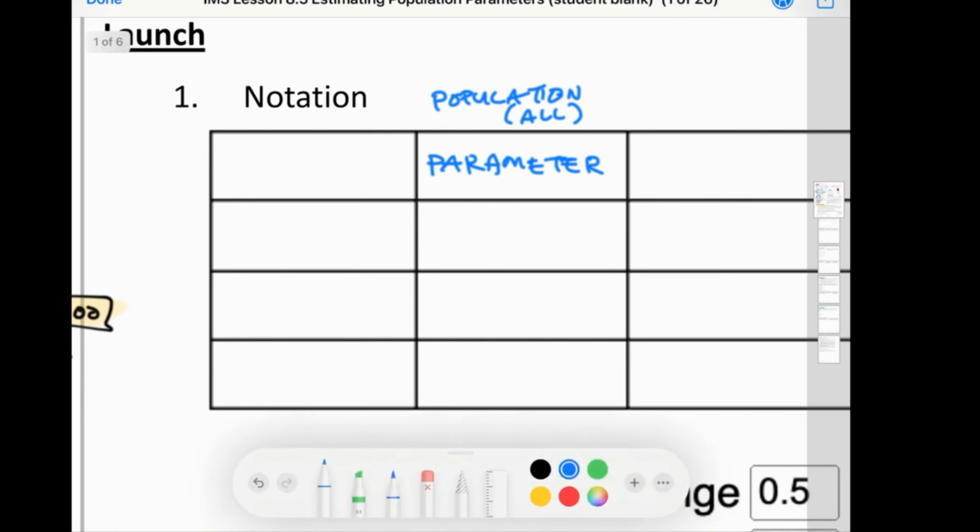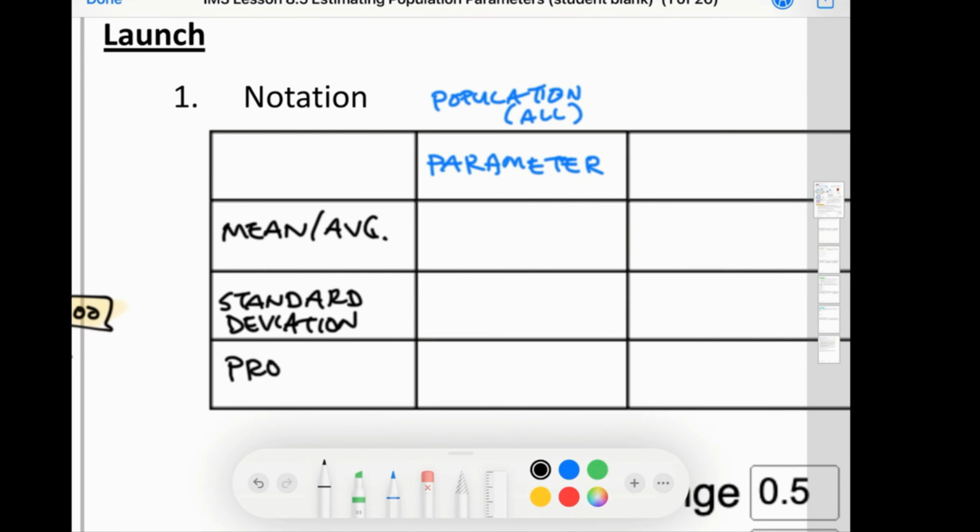And we're focused on the mean. You're not a mean person. Remember, that just means the average. Then standard deviation, which is a measure of spread, and your proportion, which is just a fraction, part over whole.